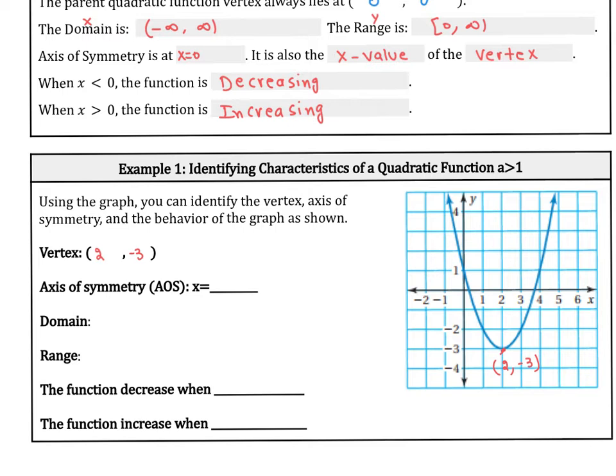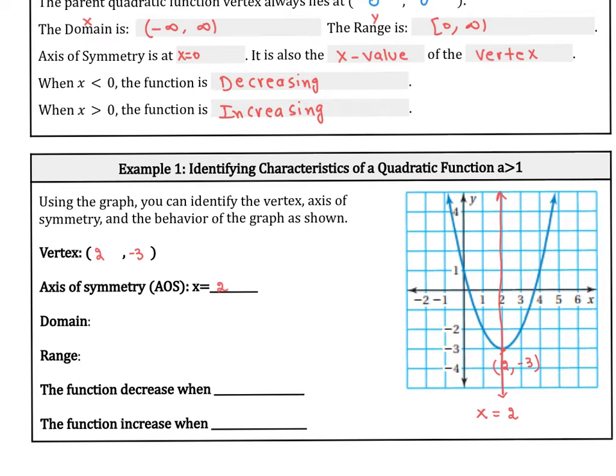Now we are going to make a line in the center of the vertex, and this line is called an axis of symmetry. The axis of symmetry is x equals the x value of the vertex. So the x value of the vertex is 2. So our axis of symmetry is x equals 2. Now we are going to talk about the domain and range. Domain means the x values and range means y values.